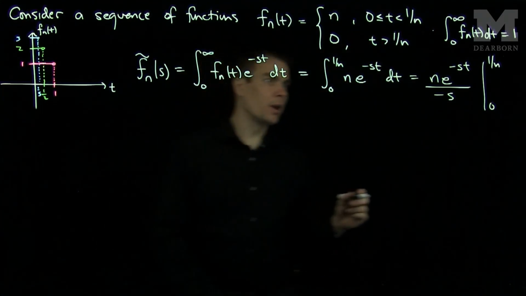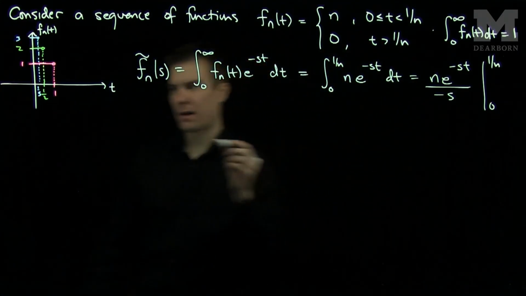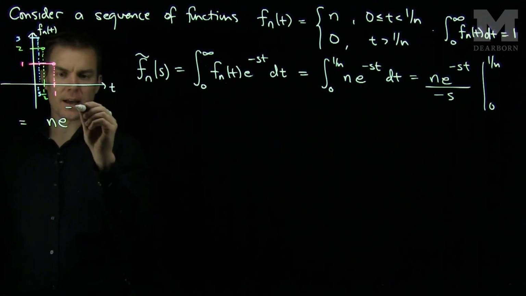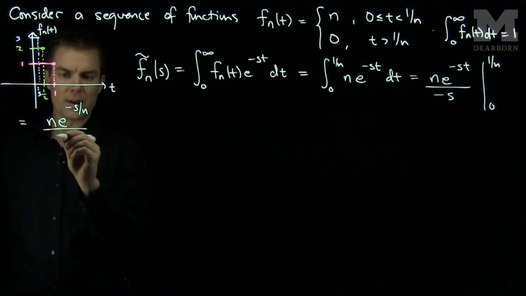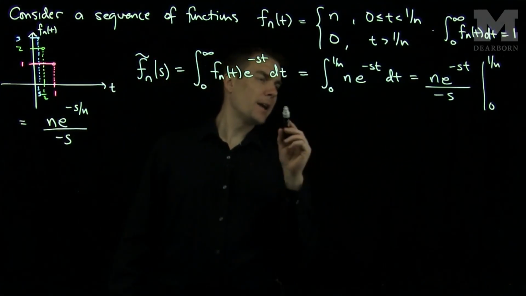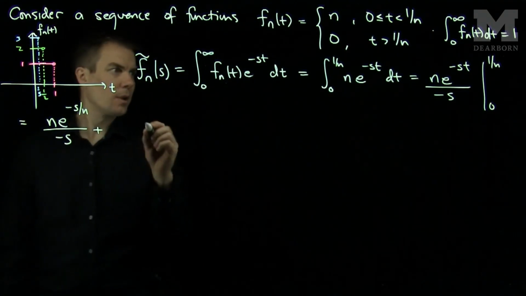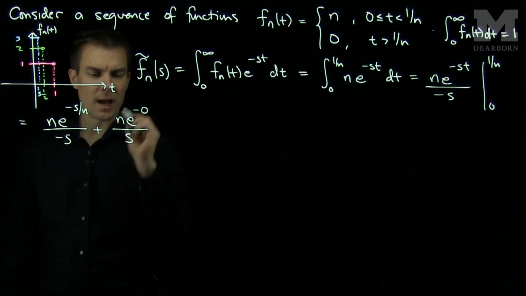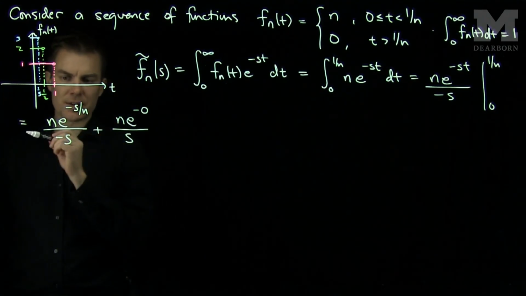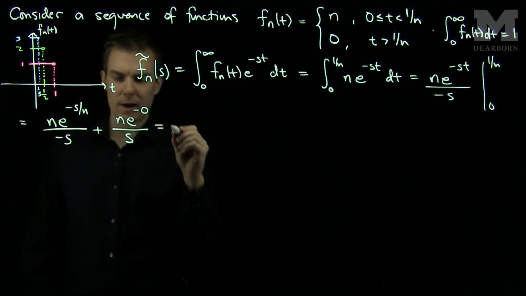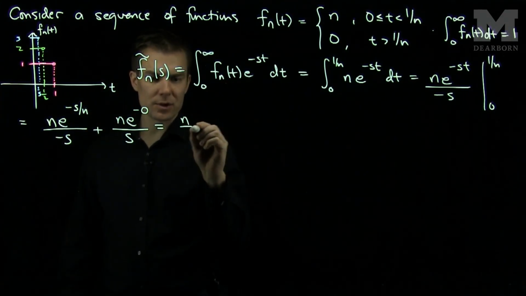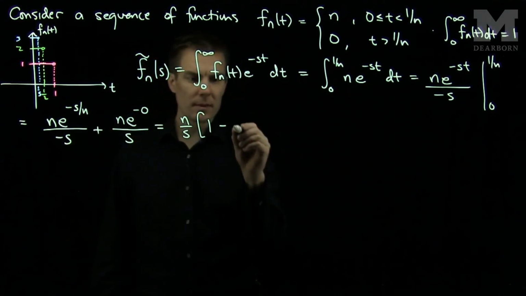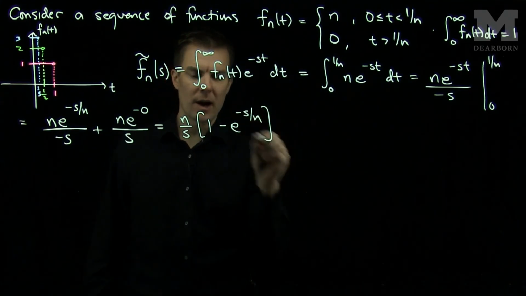And so now what we'll do is plug in the limits. When we plug in the top limit, we will have n e to the negative s over n, over negative s. And then I'll have a minus minus, which will turn into a plus, plus n e to the negative 0 over s. Now this is just n over s, and this is negative n over s e to the negative s over n, so we can factor this by pulling out an n over s from this expression. So this will be n over s, then 1 minus e to the negative s over n.